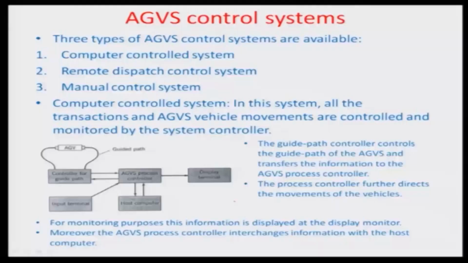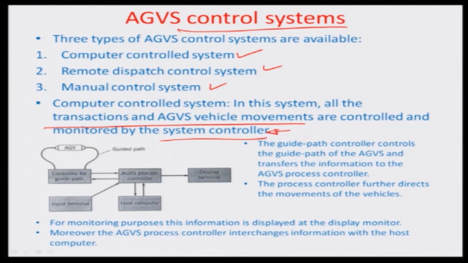As regards the control systems, the AGVS have different kinds of control systems. Obviously there is a completely computer controlled system, there is also a remote dispatched control system, and then obviously the manual control system. So computer controlled systems happen to have all transactions and vehicle movements controlled by a system controller, a main system controller.